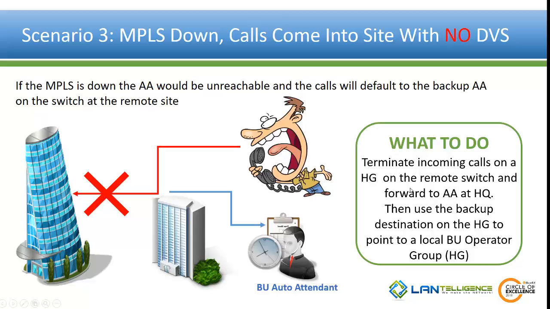So you forward that hunt group to the auto tenant HQ, and you know when you set up a hunt group, it has a backup destination. Well, your backup destination is going to be the hunt group to a local backup operator. So really what we're saying is you're going to create 2 hunt groups. The first one is going to come in, and it's going to forward to the auto tenant. And then the backup destination of that first hunt group is actually going to go to the hunt group of the local operator, or the hunt group at the site. So if this connection is down, the call is going to go to the backup destination, which is going to be a local hunt group that will be able to ring those phones.